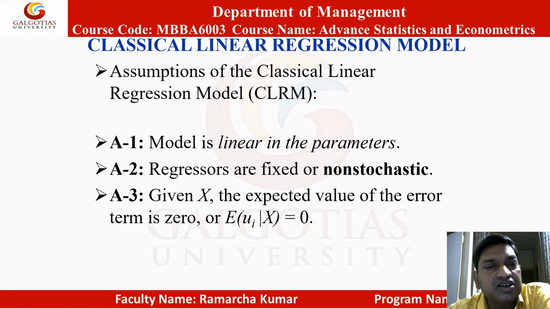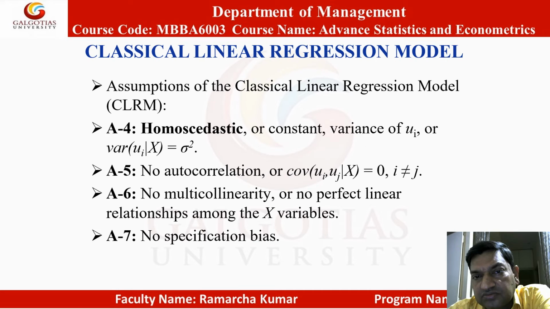Classical linear regression model, assumptions of the classical linear regression model, or CLRM. Model is linear in parameters. Regressors are fixed or non-stochastic. Given x, the expected value of the error term is 0, or expected value of ui given x is 0. Homoscedastic or constant variance of ui, or variance of ui given x is sigma squared. No autocorrelation, or covariance between ui and uj given x is equal to 0, i not equal to j. No multicollinearity, or no perfect linear relationship among x variables.